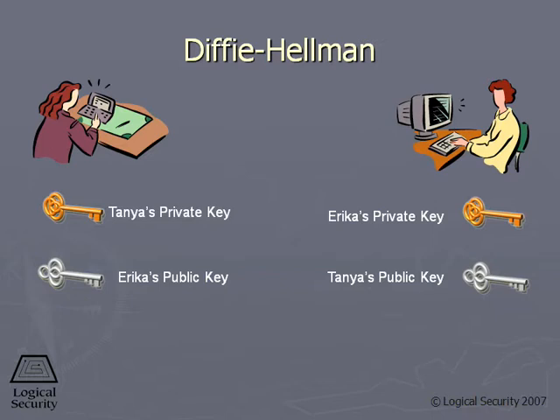Now through the mathematics, I'm going to use my private key, which is just a number, and I'm going to use your public key, which is just a number, and I'm going to put it through this algorithm, and it's going to come up with a symmetric key. Now what you're going to do is take your private key and my public key, run it through the Diffie Hellman algorithm, and you're going to come up with the exact same symmetric key.